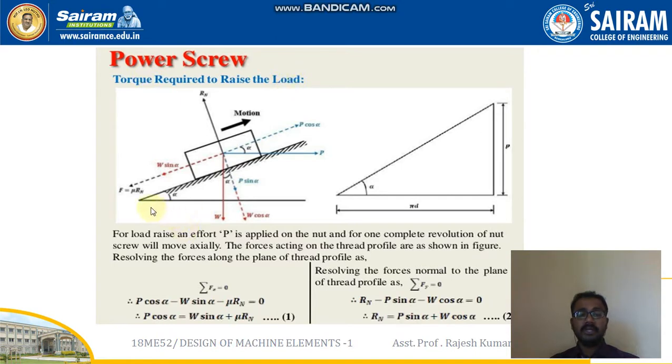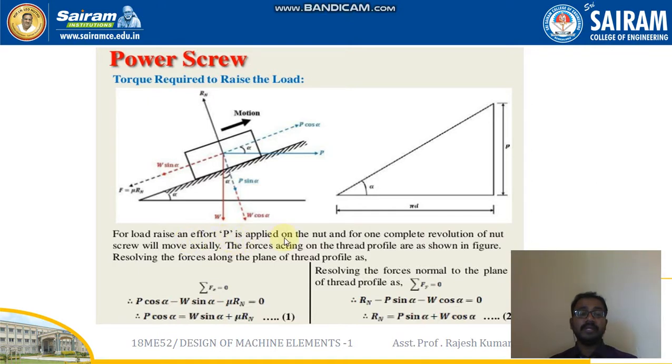Here you can see that I have taken only one thread, and only one lead I have considered. You can see only one pitch I have taken, and the helix angle is formed. The distance of the screw I have taken, that is the circumference, is nothing but pi d. The front view only I have taken. For a load which I have to raise, let me assume that P is applied on the nut.